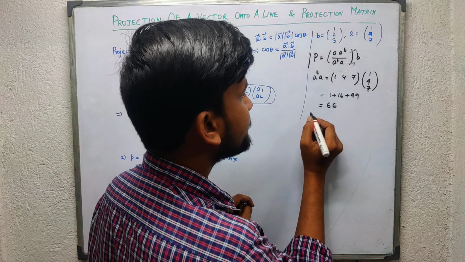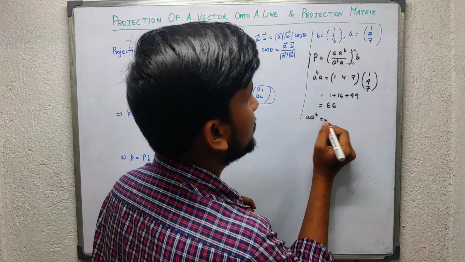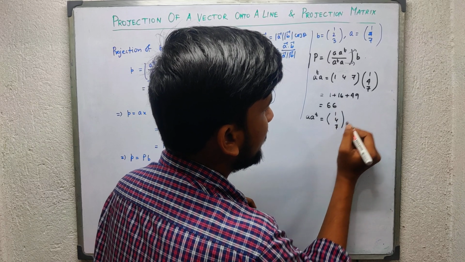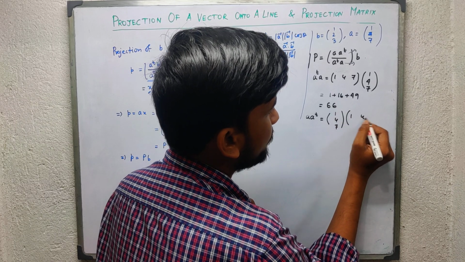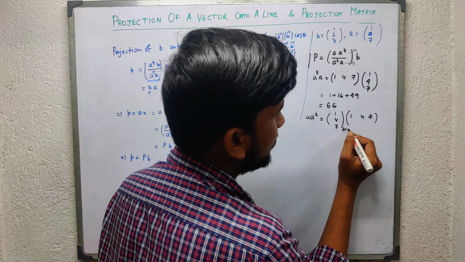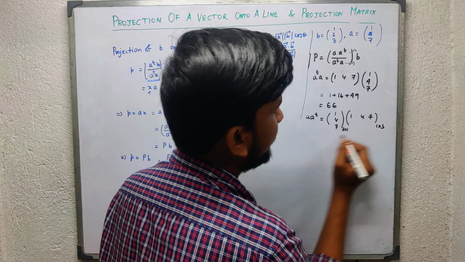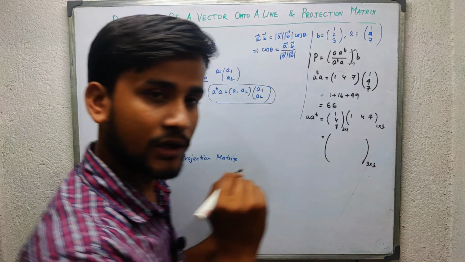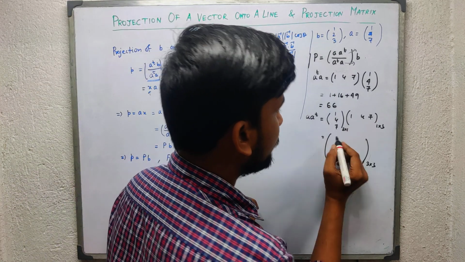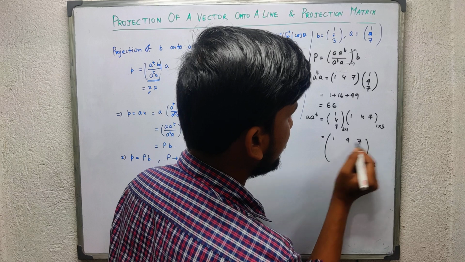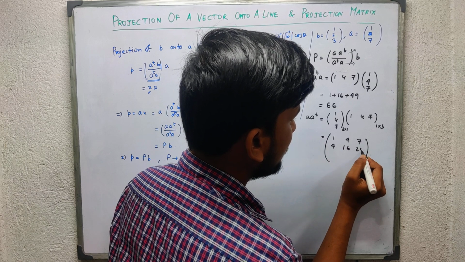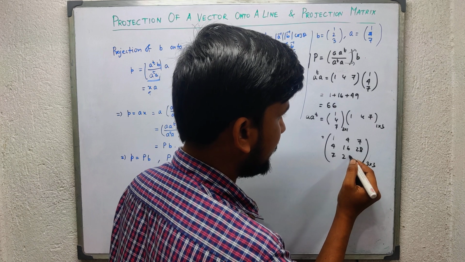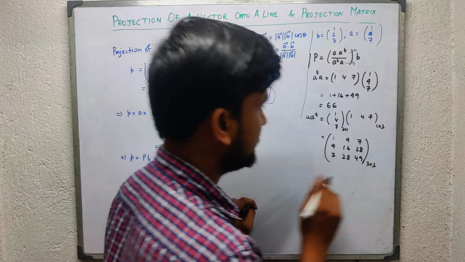Now we find A A transpose. A is 1 4 7 as a column and A transpose is 1 4 7 as a row. So this is a 3 by 1 and this is a 1 by 3 matrix, which gives you a 3 by 3 matrix. Now we find it: 1 4 7 first, then 4, 16, 28, then 7, 28 and 49. So this is the matrix.